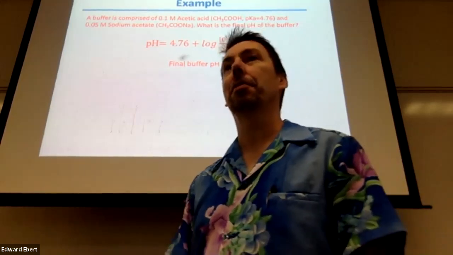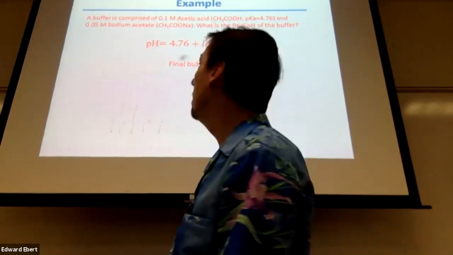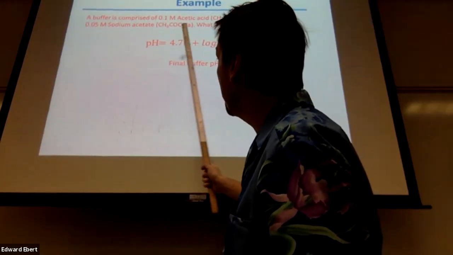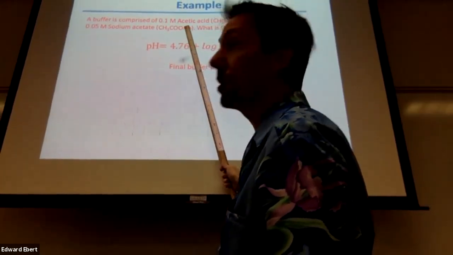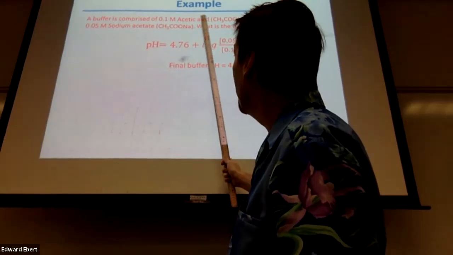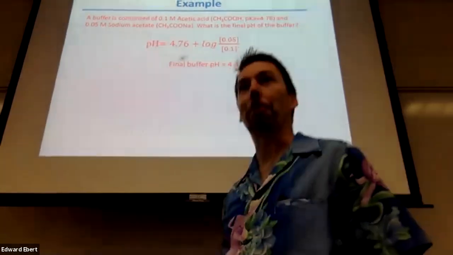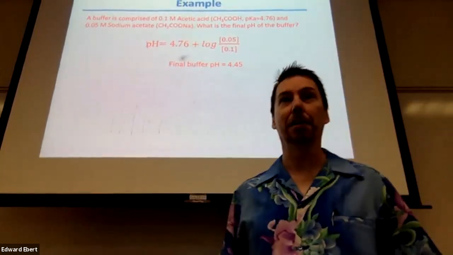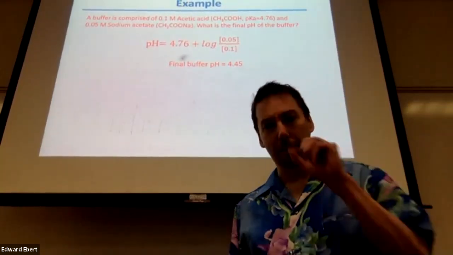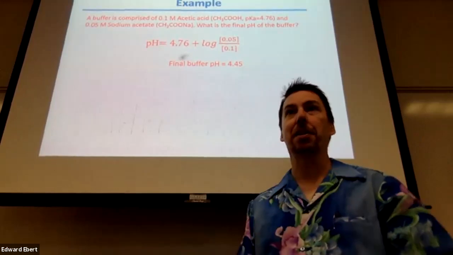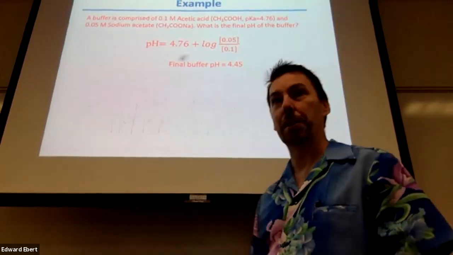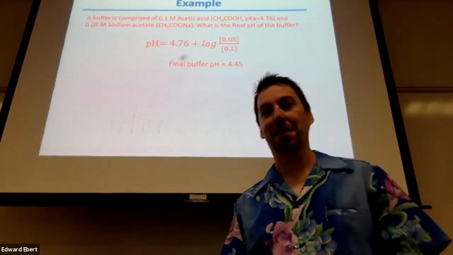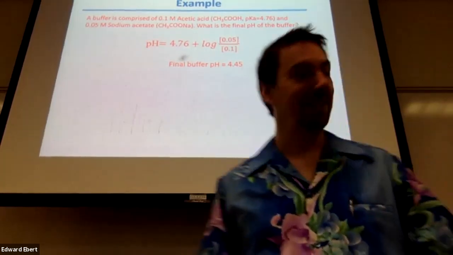Yes? How did you know that 0.05... So the 0.05 is my acetate. So that's going to be basically my A minus. And then the acetic acid is the HA form, because it's going to be protonated. Okay. So again, the acid form will always be the HA, and the conjugate base will always be the A minus. Good times, right? Okay.